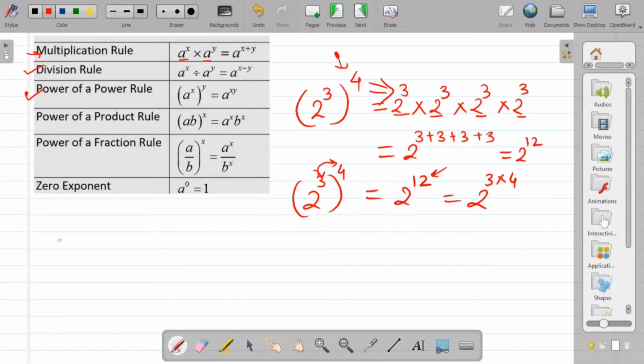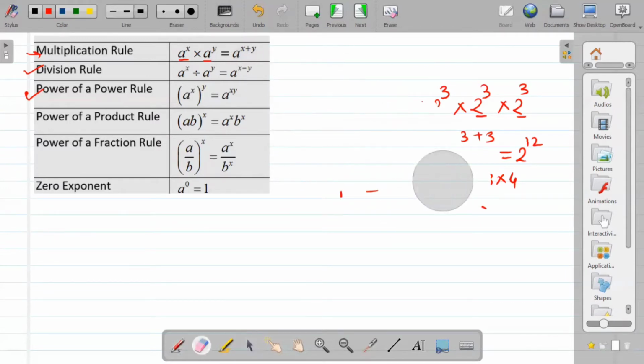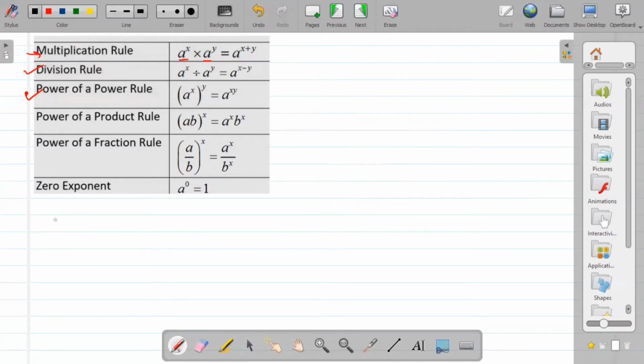Okay, if I'm having a question, let's just have the new question now. If I have a question in which the bases are different. Let's just have the question 2 raised to 3 multiplied by 5 raised to 3. Okay, now if you see carefully, the powers, the exponents are exactly same, that is 3, 3, but the bases are different. So how I'll be solving this?